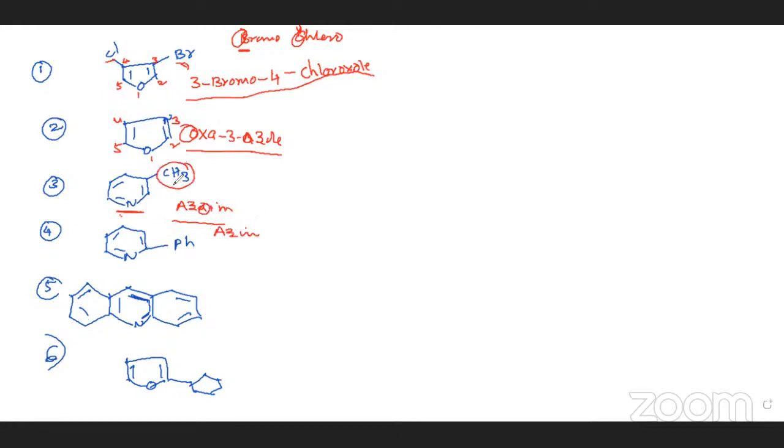Okay, so this is the substituent. What is the substituent? Methyl. Where is the methyl? 1, 2, 3 position. 3-methyl. So you can write 3, hyphen. The first letter is capital. Remaining all are small letters. Methyl azine. Okay. Clear?